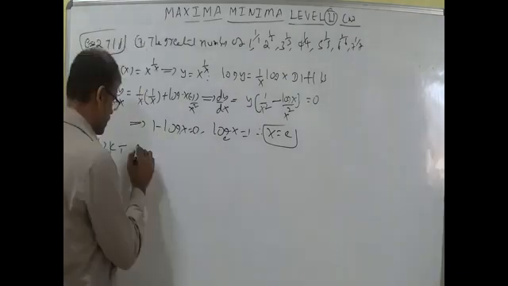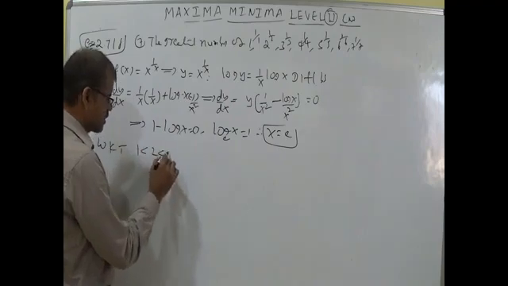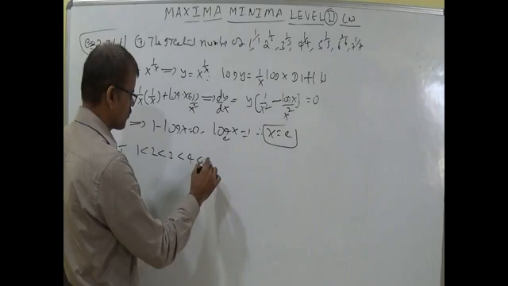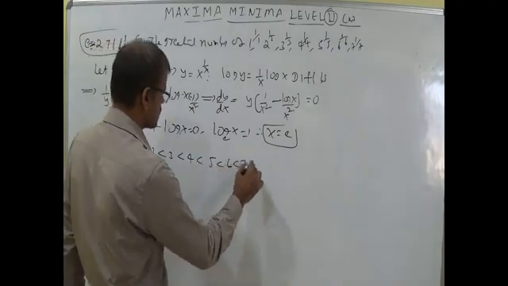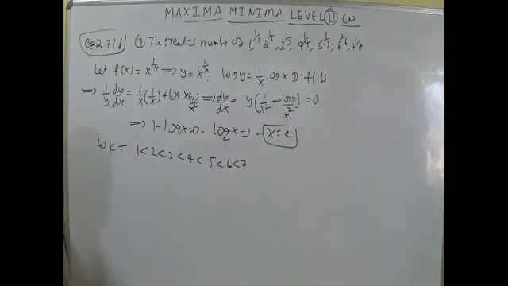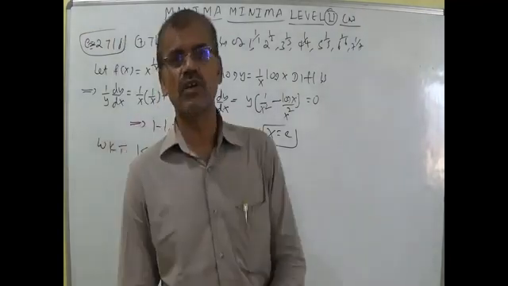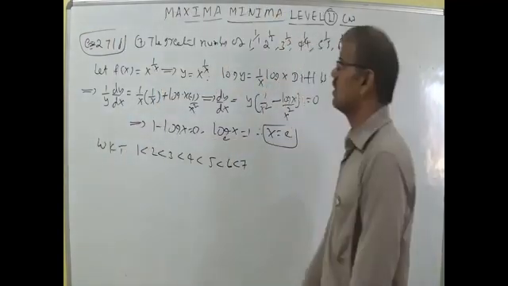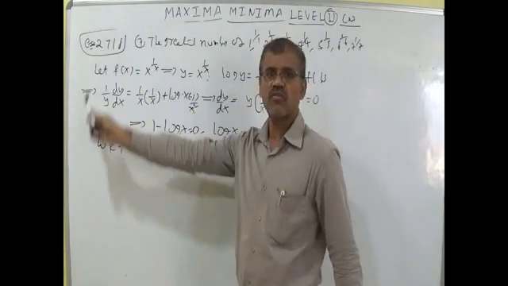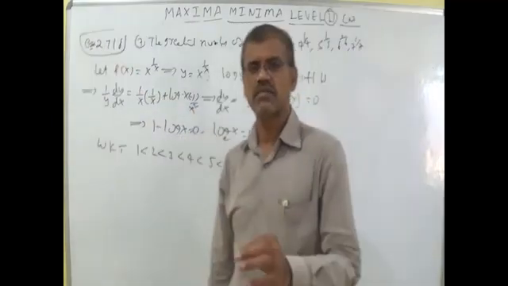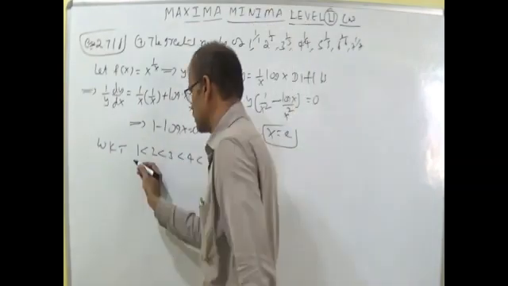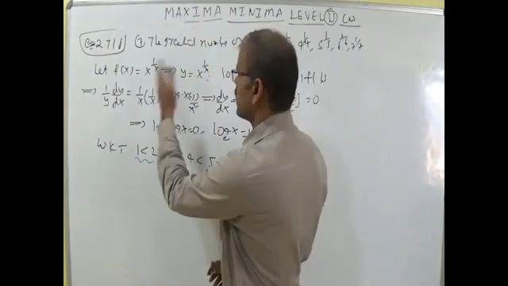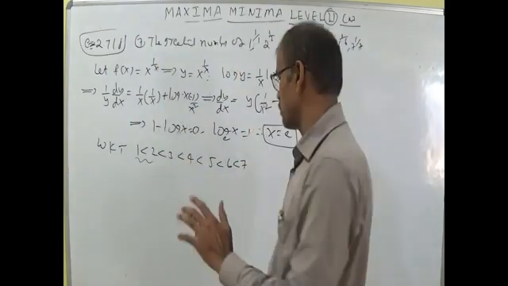Whatever the numbers are given, without powers I am writing 1 less than 2 less than 3 less than 4 less than 5 less than 6 less than 7. But here the value is decided only at x equal to e. Already said earlier that the value e is equal to 2.718. So forget about these values. 1 is less than 2. From 2.718 only you should write.